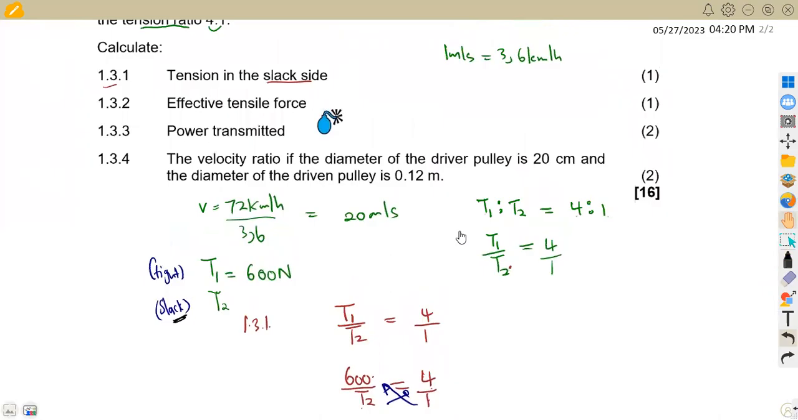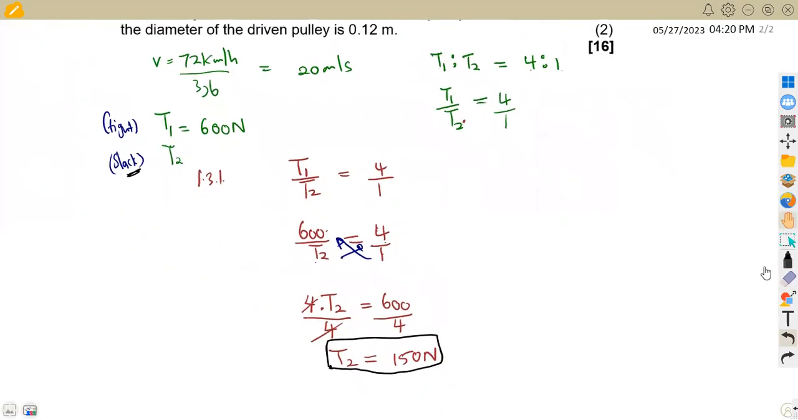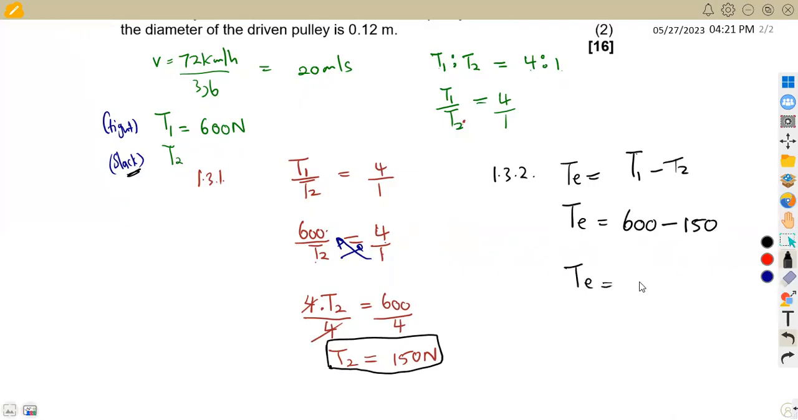Okay, then on the other part, 1.3.2 is to calculate the effective tensile force. So that is our TE, which is the difference between T1 and T2. Remember that effective tension is equal to T1 minus T2. So this is going to be the tight side minus the slack side. So the tight side, that is 600, minus the slack side, which is 150 Newtons. So you can have the effective tension 600 minus 150. This is going to give us 450 Newtons in this case.